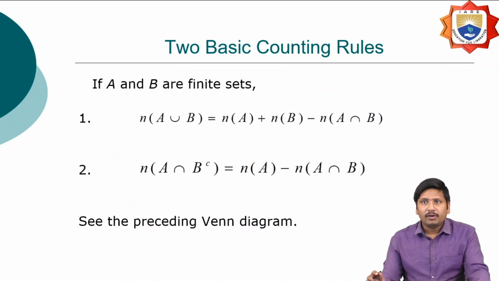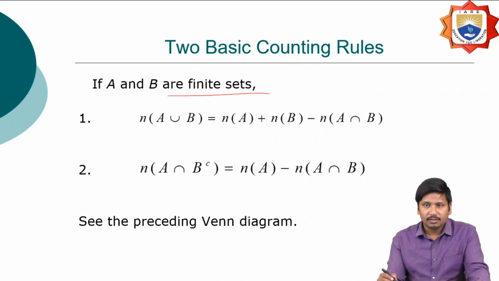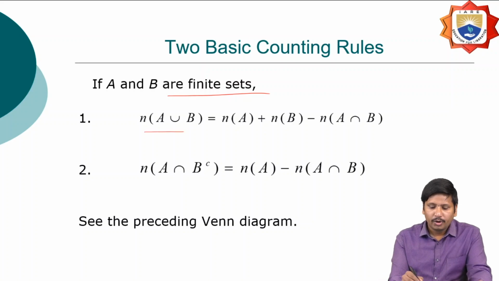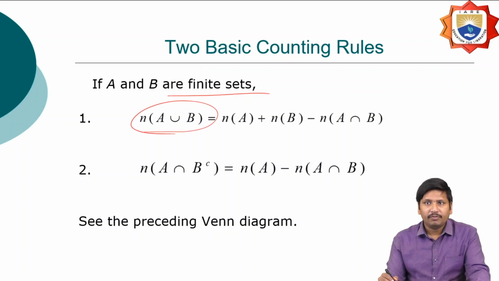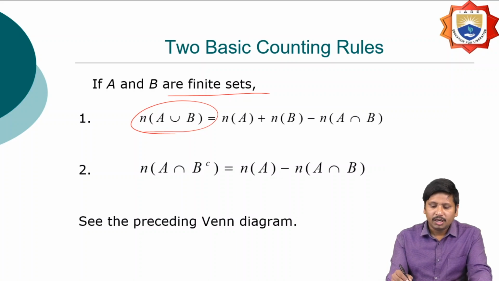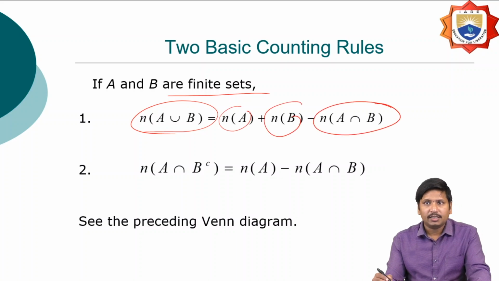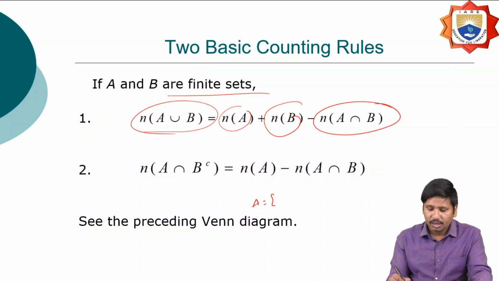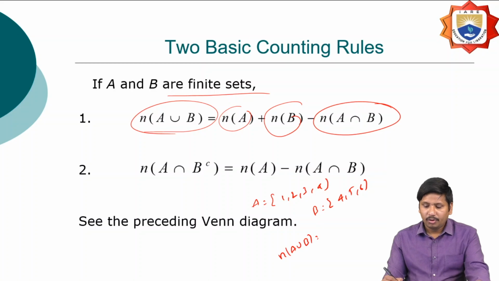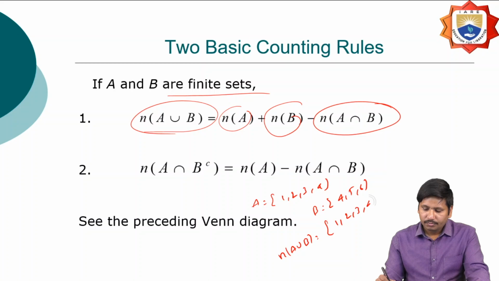And next, we are going to have some of the basic counting rules. So if A and B are finite sets, then how are we going to calculate the number of elements of A union B? So the equation is n of A plus n of B minus n of A intersection B. So if I have a set A like 1, 2, 3, 4 and B equal to 4, 5, 6.